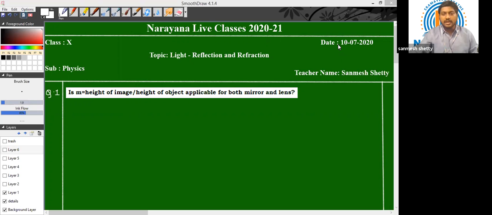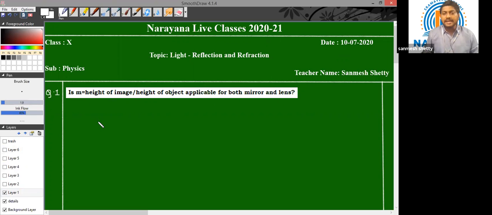Myself, Sanmesh, and today we are going to discuss the class 10th physics assignment, which was provided to you on 10th of July. This assignment is based on the chapter Light, Reflection, and Refraction. Let us begin. Our first question of the assignment is: is M equal to height of image divided by height of object applicable for both mirror and lens?